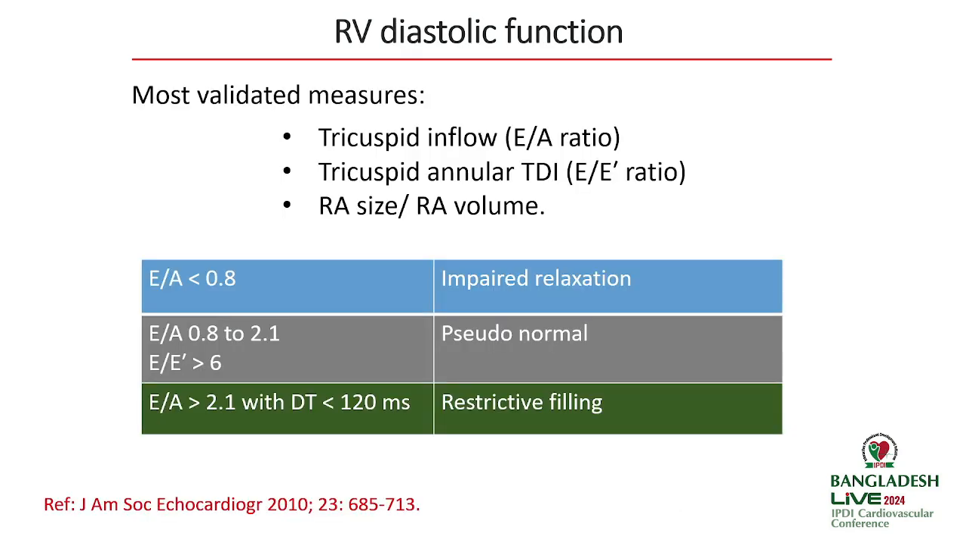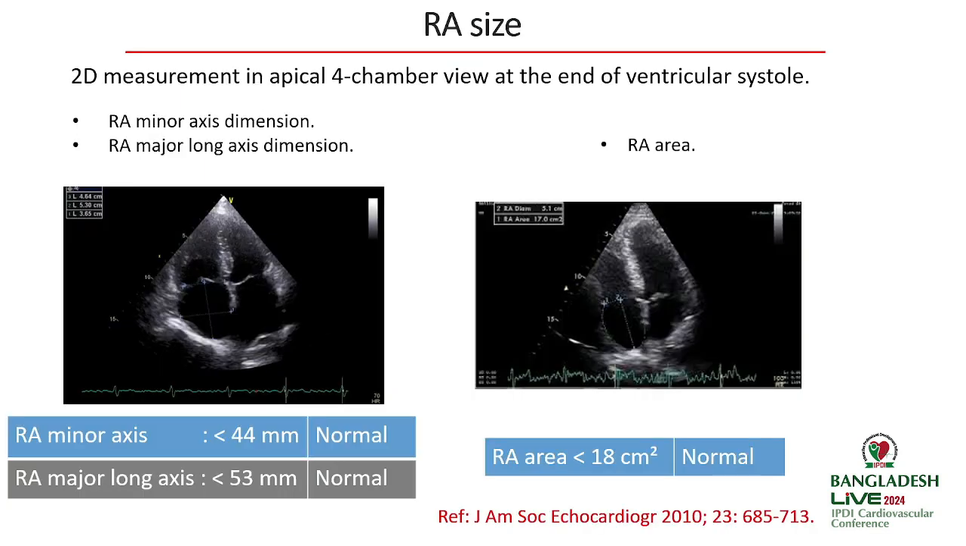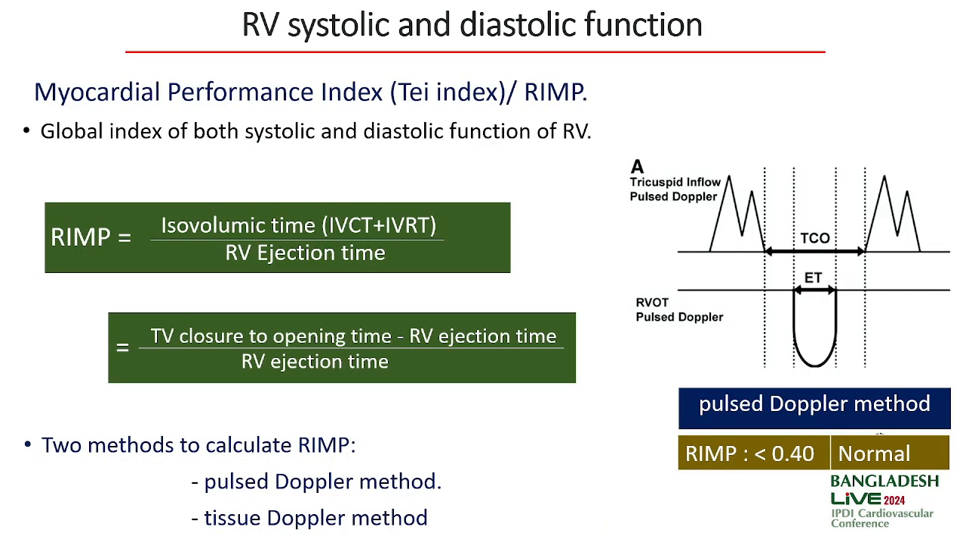I will not go through the details about RV diastolic function except right atrial size. Right atrial size measurement is very easy. We can measure the minor axis, the major long axis, and very popularly we can do planimetry of the right atrial area. But it should be measured at the end of ventricular systole, and it is normal up to 18 square centimeters.